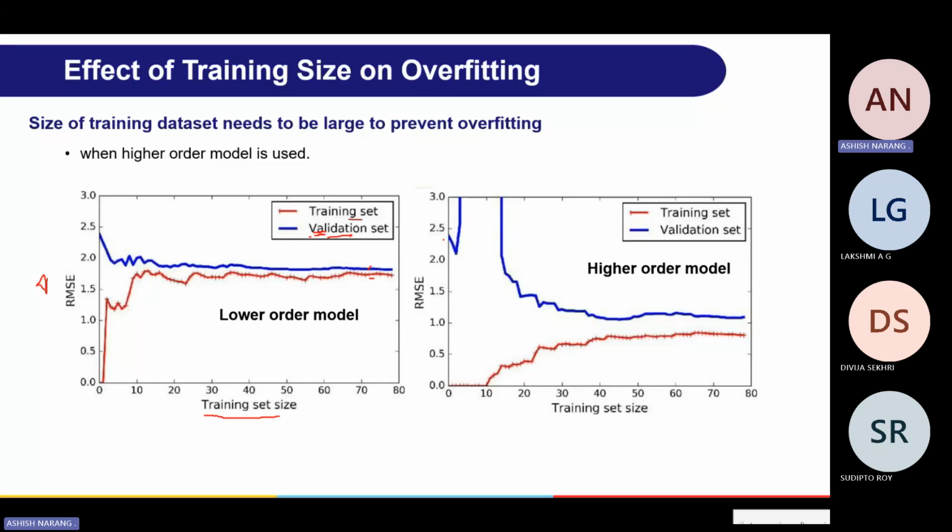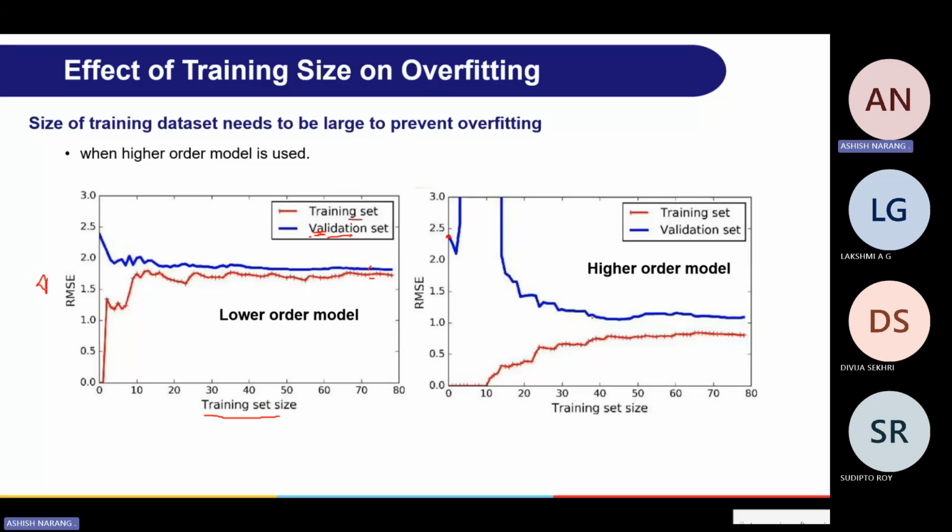Same thing if you look at the test data. Initially the error is high because the training examples that you have used are very few. It is further exaggerated because the model is complex, so it is failing to generalize. As you increase the training examples, the test error is decreasing.